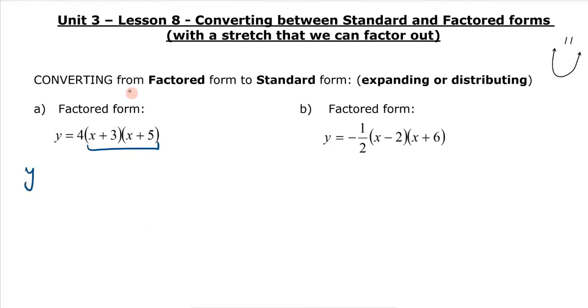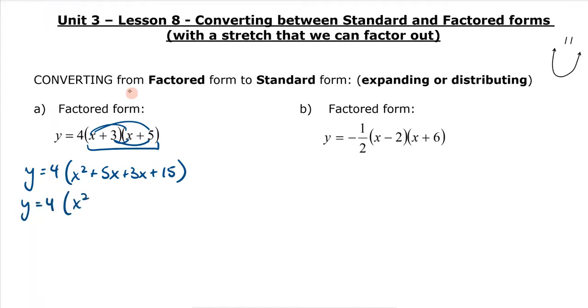So we're going to say y equals 4 times, expand using the distributive property. So x times x is x squared. x times 5 is 5x. 3 times x is plus 3x, and then 3 times 5 is 15. Then you would collect like terms. So y equals 4, bracket, x squared, 5x and 3x are my like terms, so plus 8x, and then plus 15.